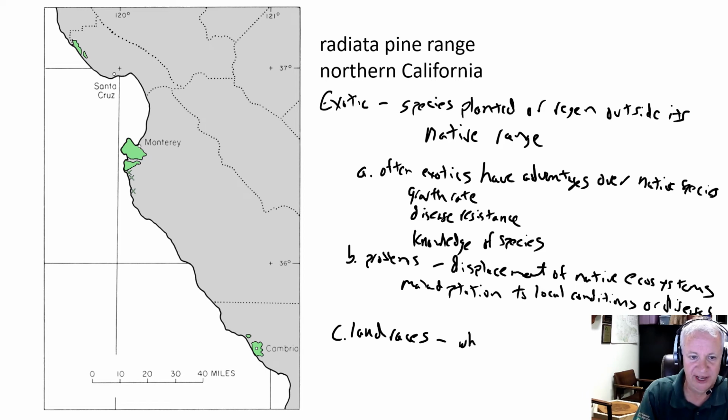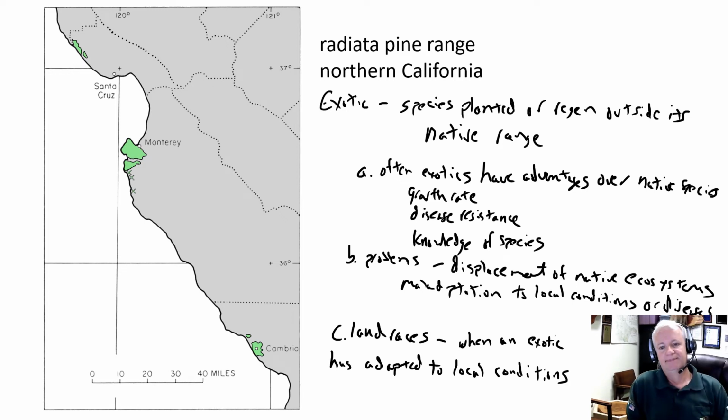when an exotic has adapted to local conditions. So for instance, let's say someone is establishing loblolly pine in Argentina, and they bring seed from southeastern United States and plant that seed in test plantings in Argentina. Well, they select that seed and maybe even breed that seed and select it in the local environment, and then select genotypes that are best adapted to that local environment.